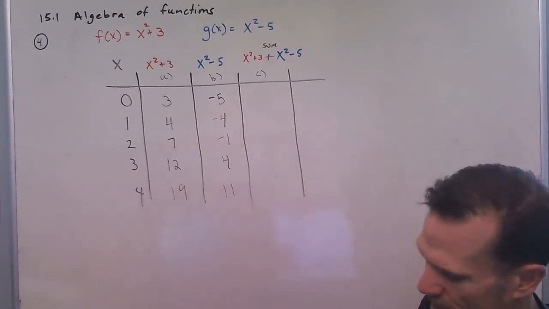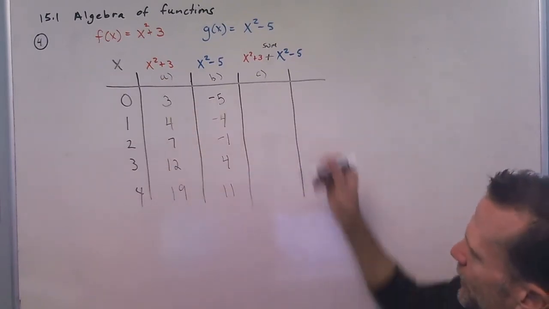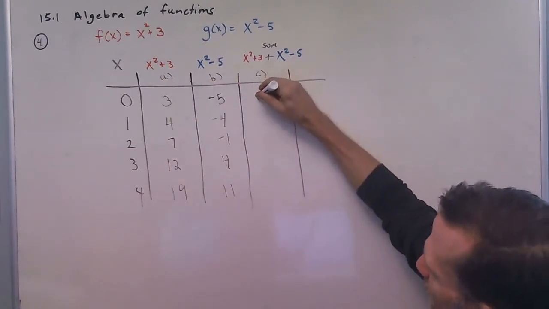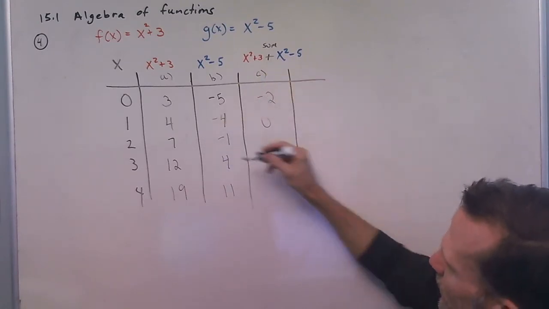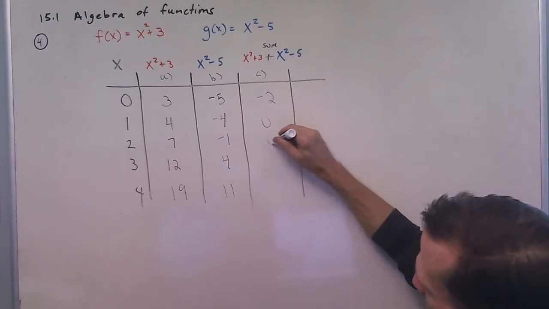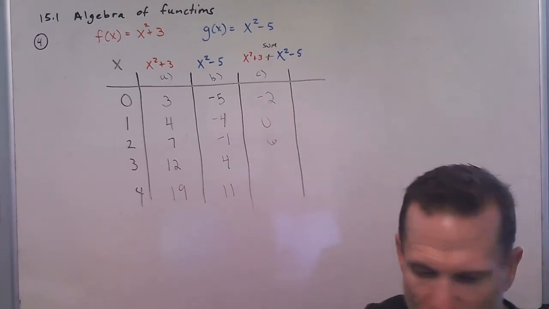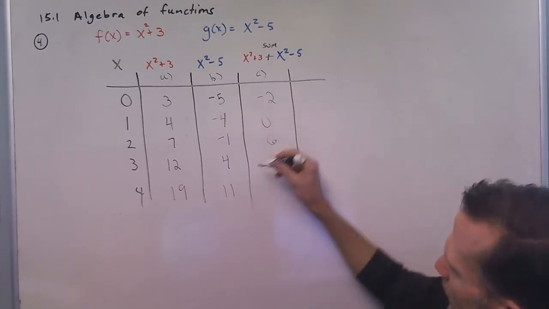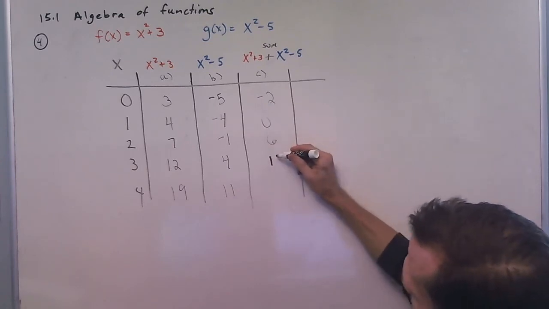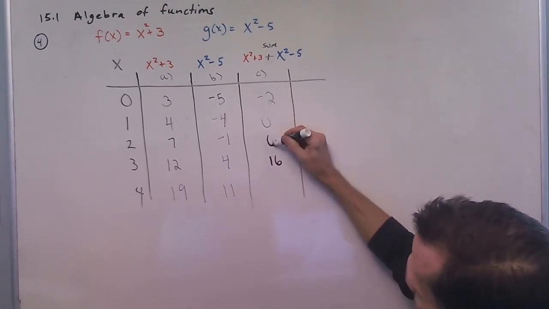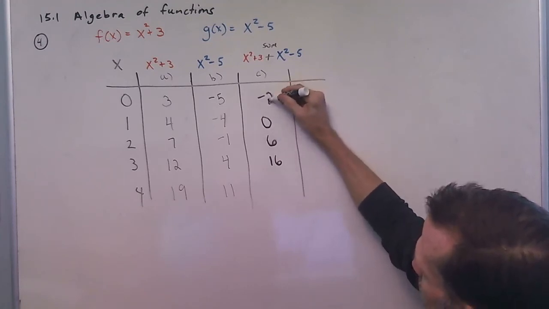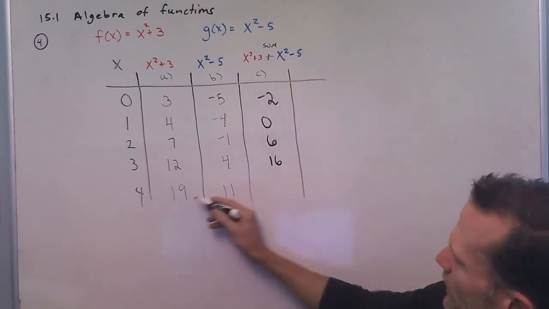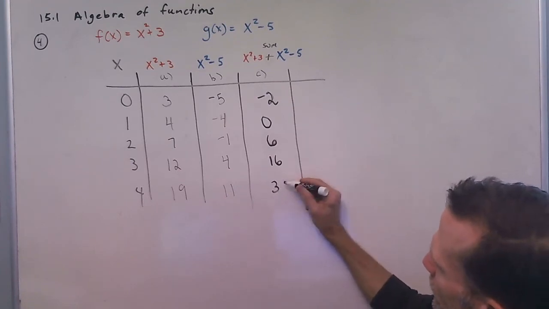So we can just sum this column here, and we end up getting 3 plus -5 is -2. Here we get 0. Here we get 6. And then here we're going to get 16. 6, 0, -2. Sorry, my pen was dying a little. And then 19 plus 11 is 30.